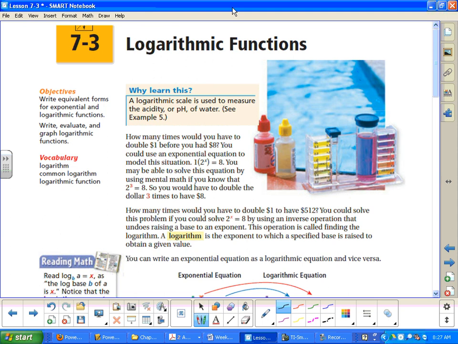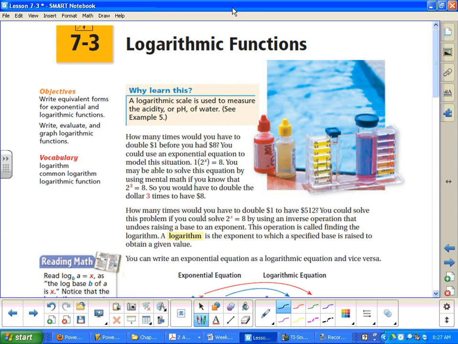Logarithmic functions. So we're going to learn about writing equivalent forms for exponential and logarithmic functions, and write, evaluate, and graph logarithmic functions today. You just did that lesson where you learned a little bit about logarithms, and we're going to get into the beginning parts of it today.